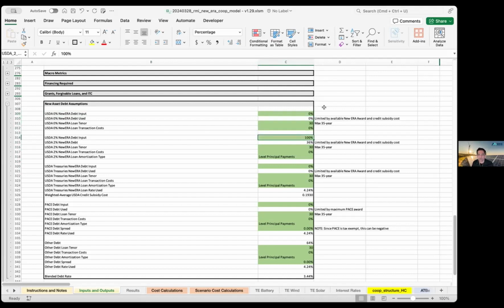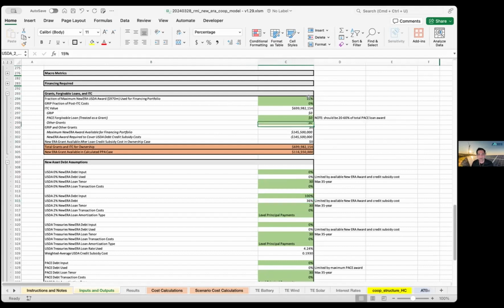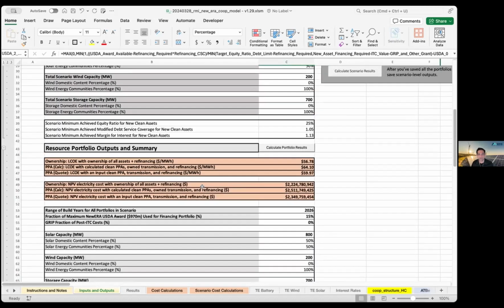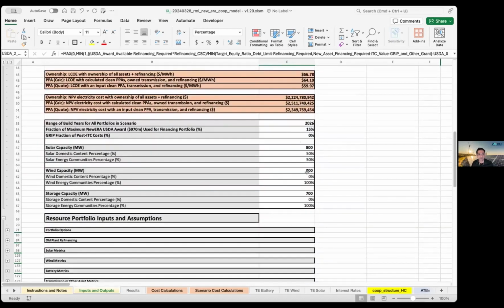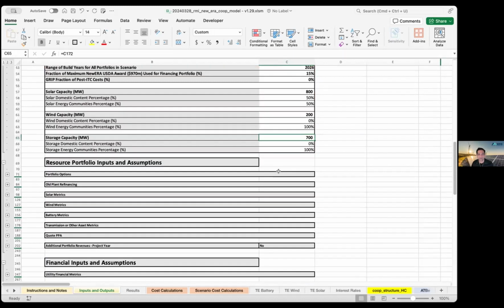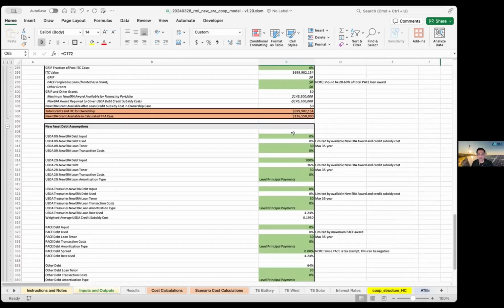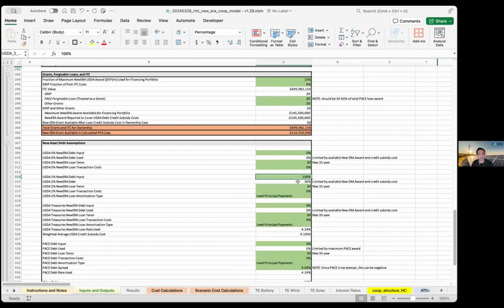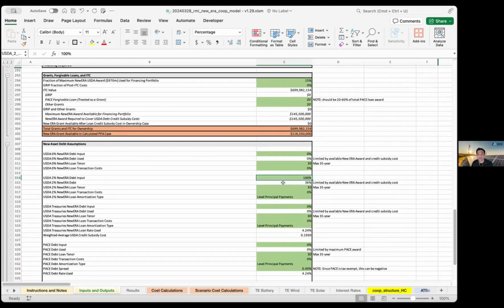So whatever you might choose, in this case, for example, I've chosen to try to use 100% of 2% debt to finance my portfolio. Unfortunately, the amount of New Era grant award that I was given, which I said here was 15% of the maximum, doesn't actually allow me to finance the portfolio that I've put in here, which had 800 megawatts of solar, 200 megawatts of wind, and 700 megawatts of storage. That's a lot. It required $2 billion of financing, and I don't have nearly enough New Era award that I've allocated to this to be able to finance all of that with 2% debt. So instead, it limits me to just 36% of that.